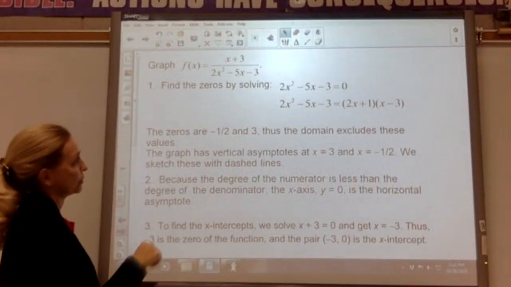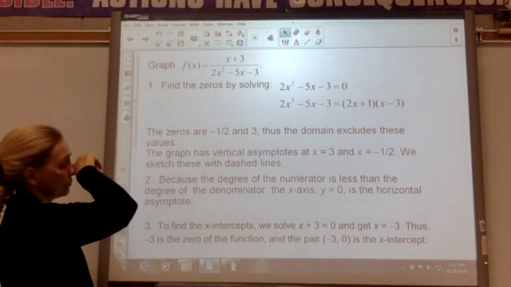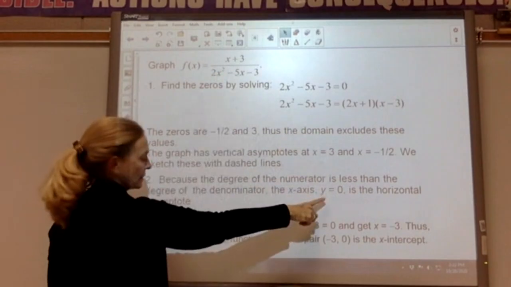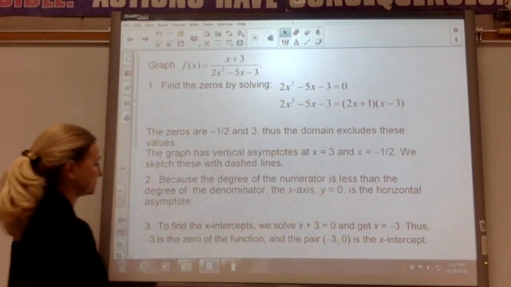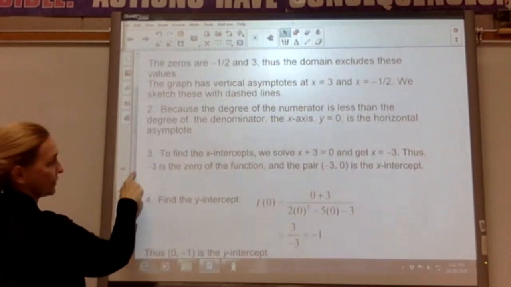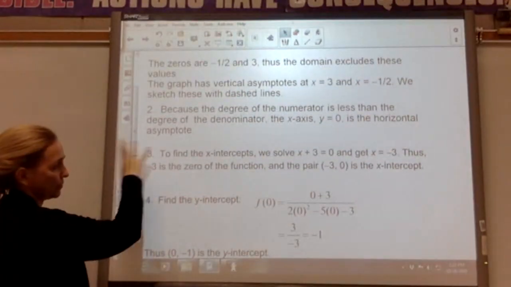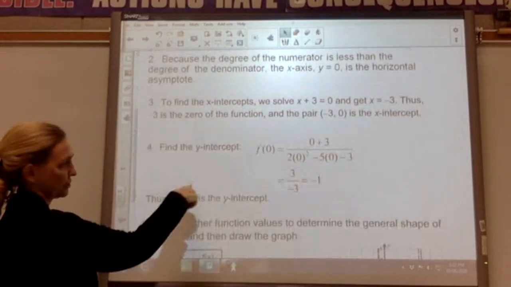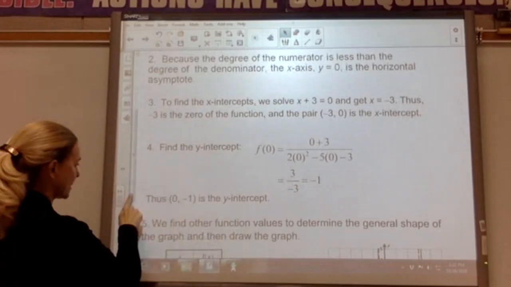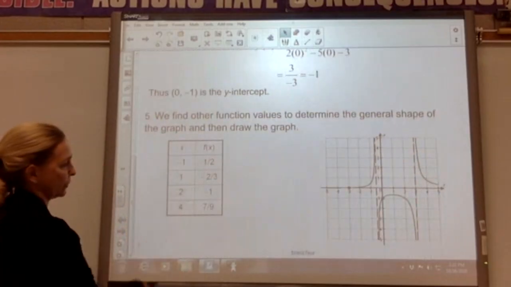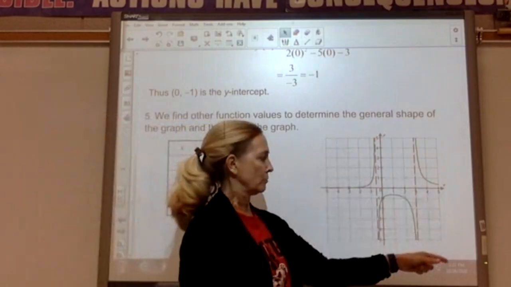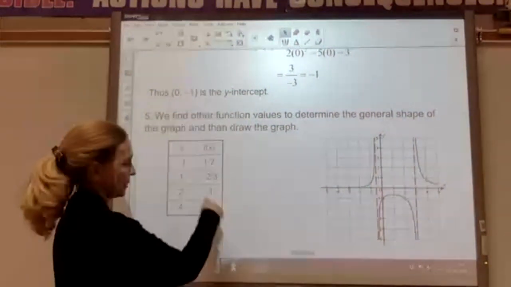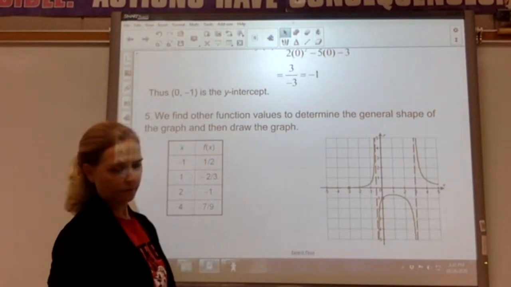Then it says you compare the degrees of the numerator and denominator to find the slant. Because the degree of the denominator is larger, the horizontal asymptote is y equals 0. Here, to find the x-intercepts, you set the numerator equal to 0 and solve, so we end up with (-3, 0). To find the y-intercepts, you plug in 0 for all the x's, we get negative 1. And then we plot a few more points, and we sketch our vertical asymptotes, we sketch the horizontal asymptote, we plot all this information that we found, and then some extra points just to be able to draw more accurate curves. Okay.